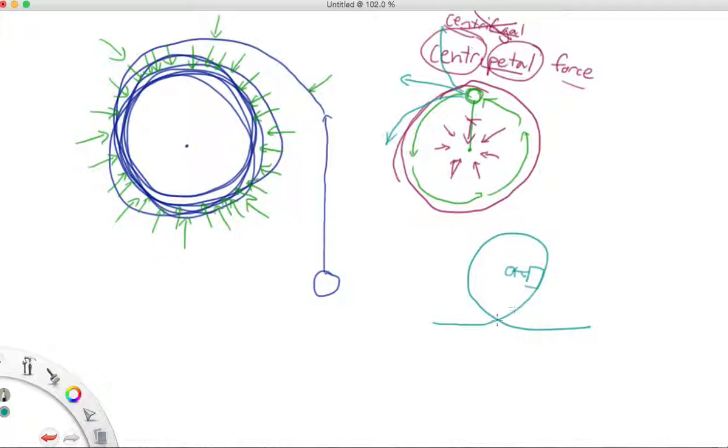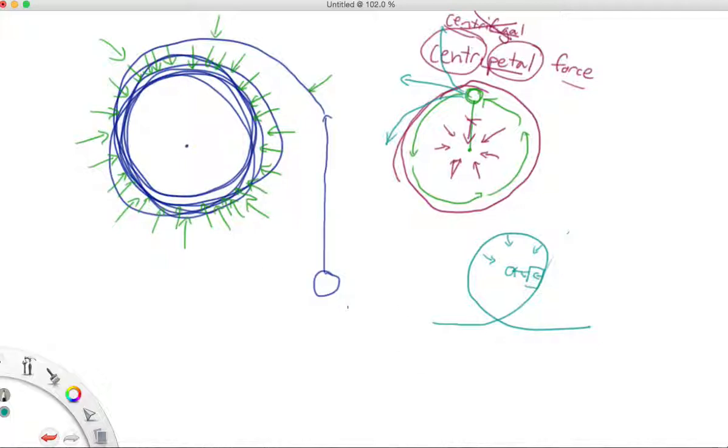Well, if you're on this roller coaster, this track is providing the force that's keeping you going along the circular path. If you didn't have this track, you would just go flying straight off. But you do have that track, and so that's going to keep you on this circular path.